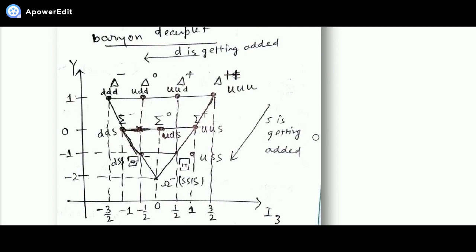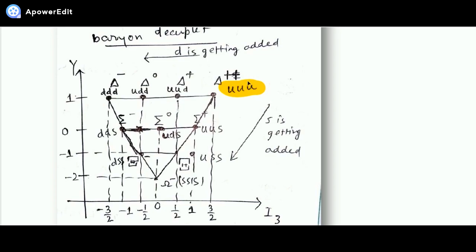Now look at this figure. This is the total image. Along the x-axis is I3 and along the y-axis is Y, where Y equals B plus S. B is the baryon number, S is the strangeness. As you can see, this is the delta double plus baryon, and the component is u, up quark, and the up quark has charge plus 2/3 e. So plus 2/3, plus 2/3, plus 2/3, it becomes plus 2e.